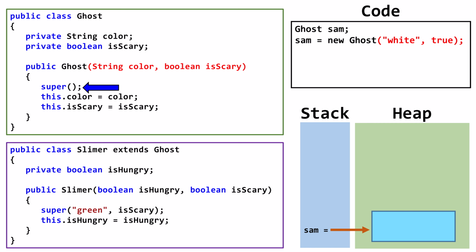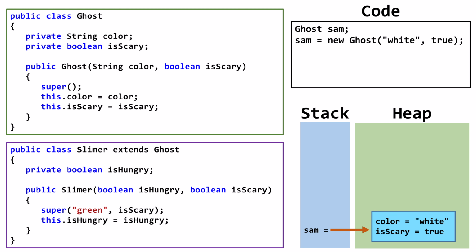We don't need to worry about what the constructor in the Java object class does. Now, we set the instance variable color to the value of the parameter color. We see the value of color updated in the object on the heap. We set the instance variable isScary to the value of the parameter isScary. The parameter held the value true, which was copied to the instance variable and shows up in the object on the heap. We've finished the declaration and initialization of the Sam variable.